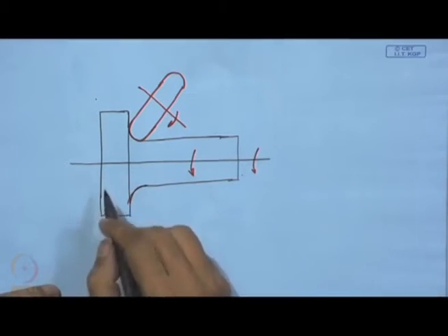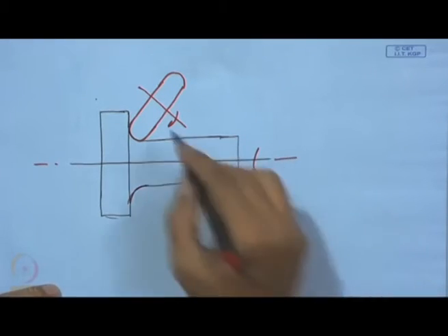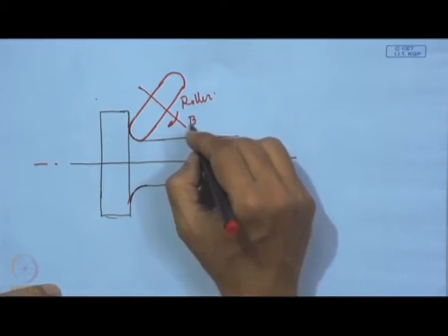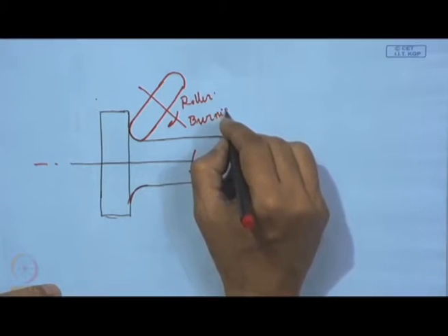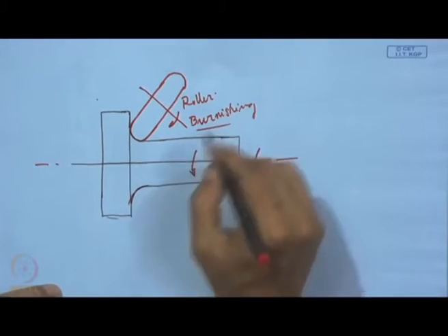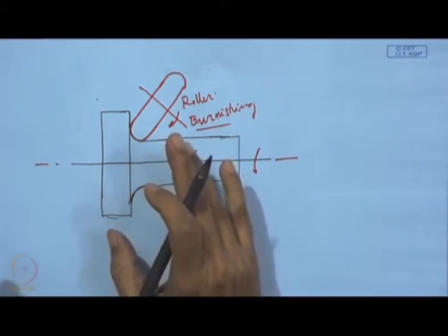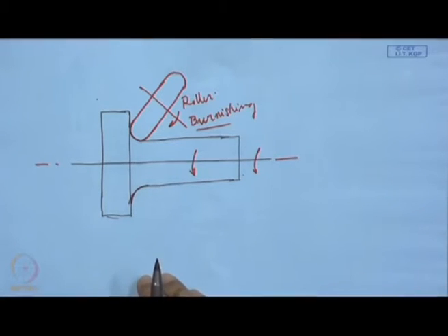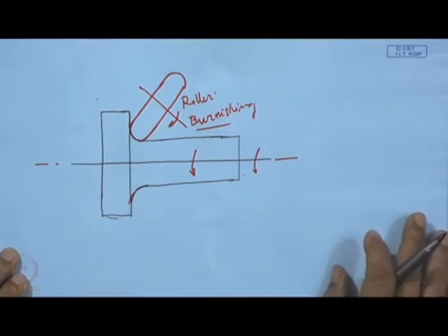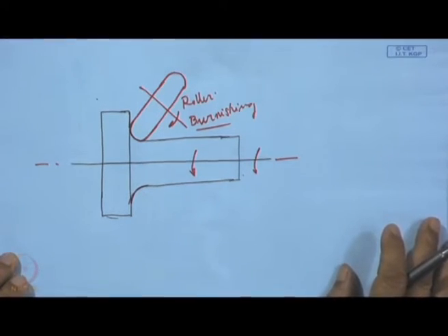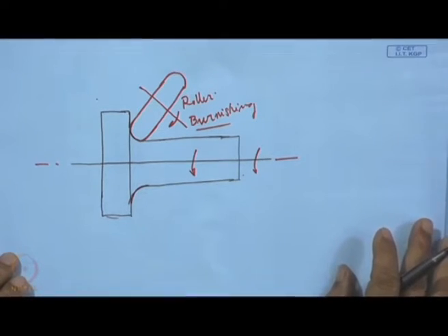In that case, by this roller burnishing process we can improve the situation here, making the part very safe and reliable. That is one of the prime objectives, that means to improve the property, to augment the property in such a manner that the part becomes safe and reliable and has a longer fatigue life.